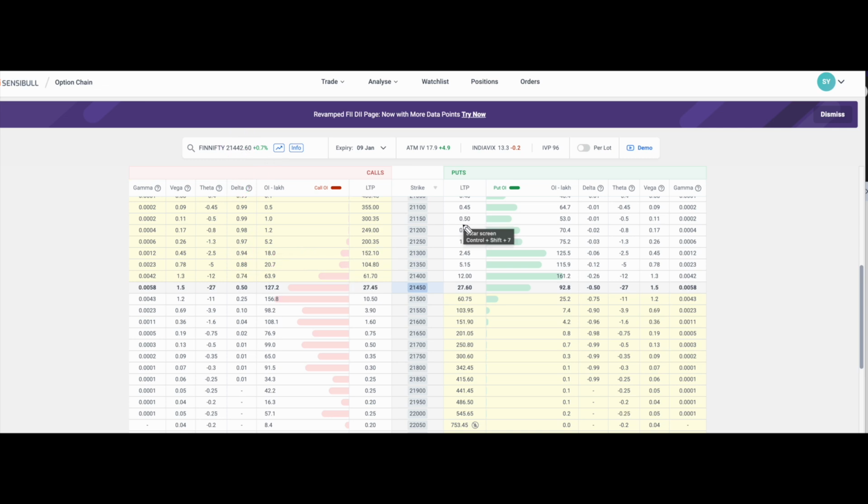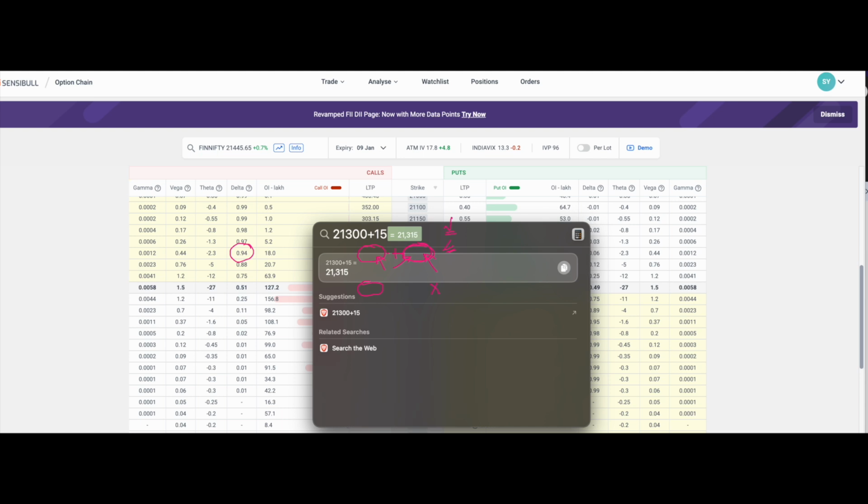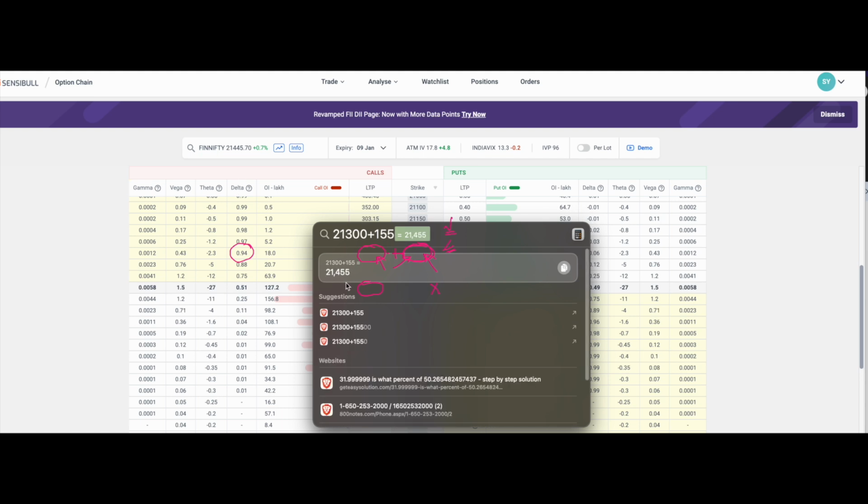Now let's consider the same scenario when we choose an in the money strike price. In this case, let's say instead of choosing this, I chose an in the money strike price which is 21,300, which has a delta value of 0.9. Now it is of course trading at a higher premium compared to this. Now let's try to understand, if you choose this strike price, from when you will start making profit. For that, what you need to do is take this strike price 21,300 and add 155. So 21,300 plus 155 comes close to 21,455.